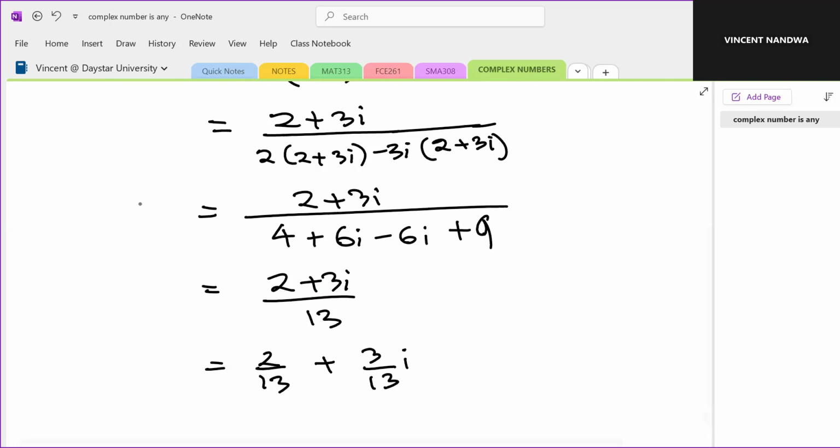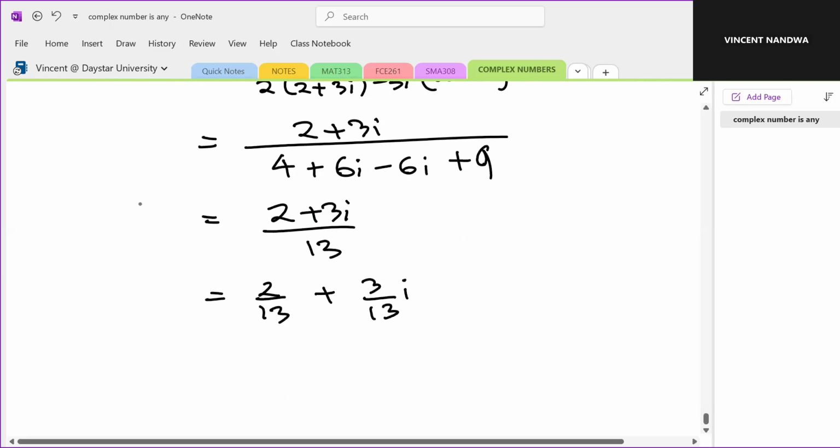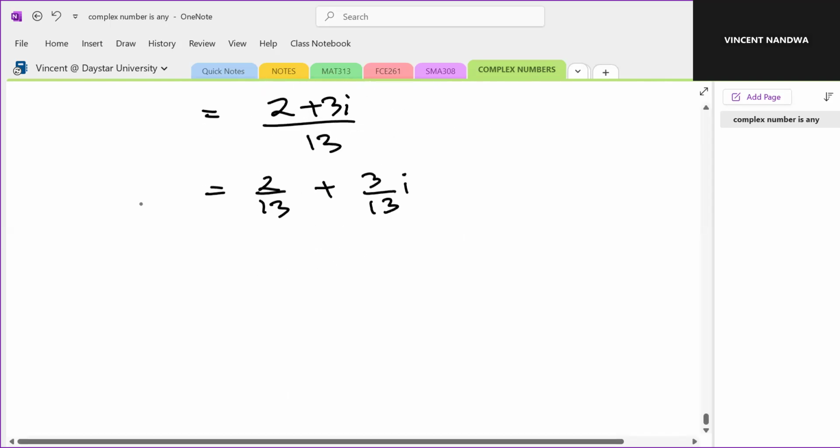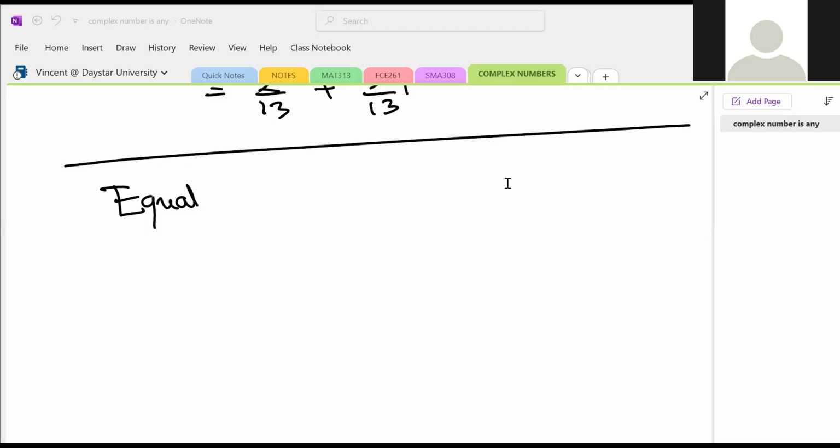So lastly, let's define equivalence of two complex numbers. After the definition of equality of two complex numbers, we can do an example. So, equality of two complex numbers.